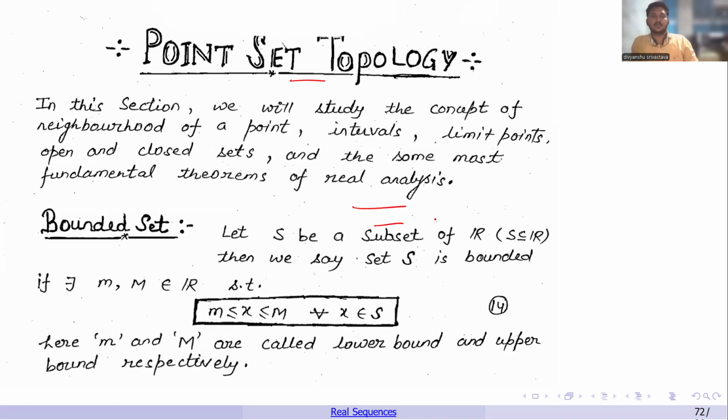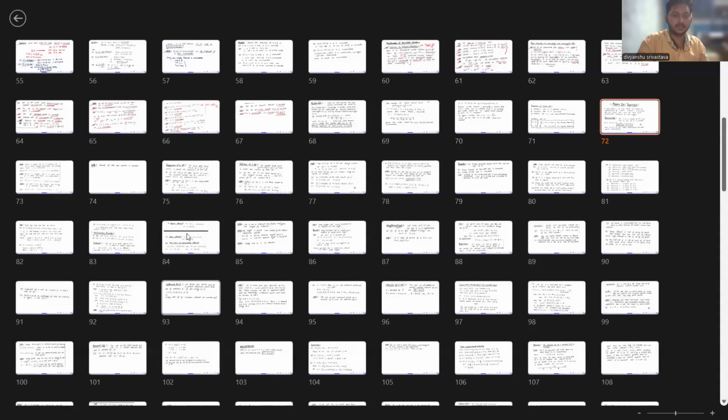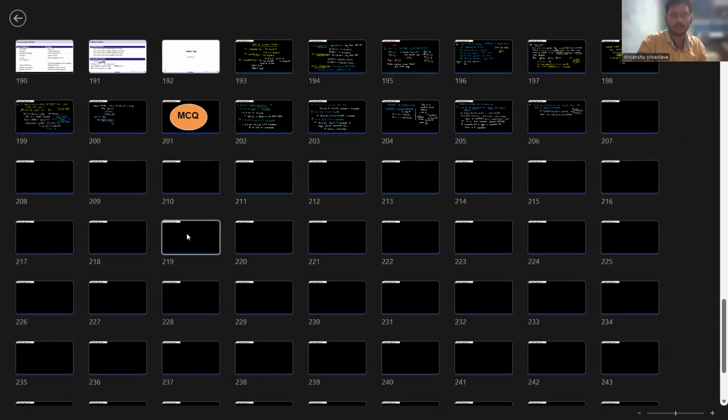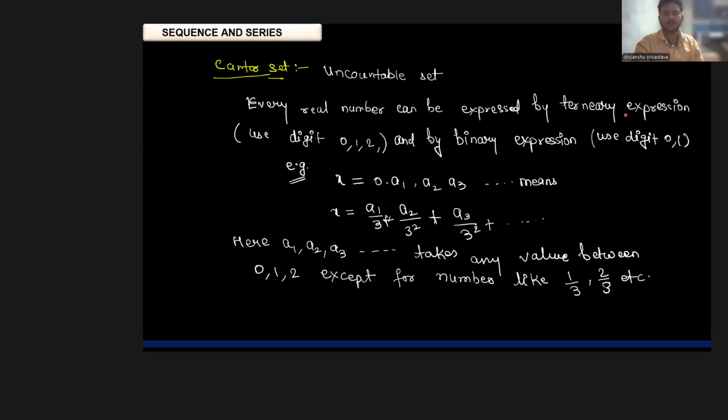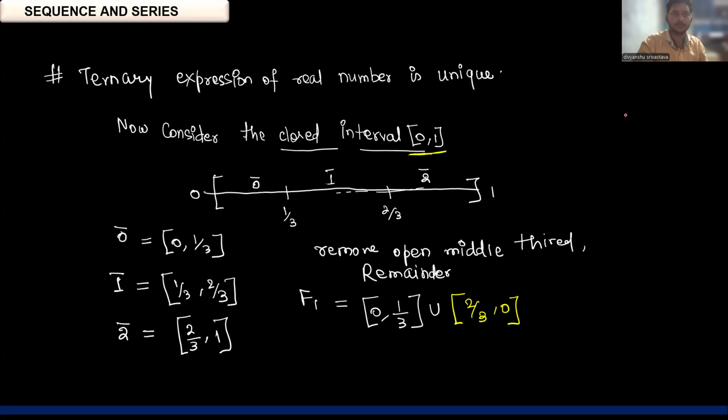Okay, so now first thing is to move on to bounded sets. So what is a bounded set? The pen is not clearly visible, so I am using the black one for today's class. Okay, so the Cantor set is complete.